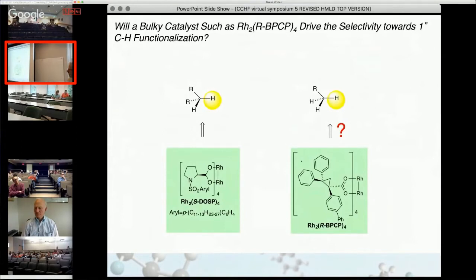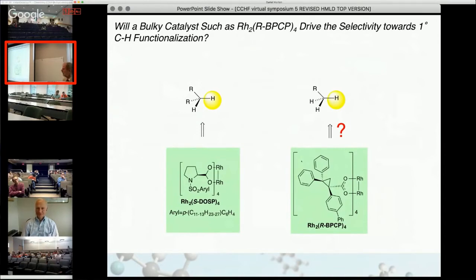And on the next slide, I introduced this new catalyst that we developed, which is this triaryl cyclopropane carboxylate catalyst. Now, this catalyst was actually developed for other types of carbene chemistry, but what we found was that it behaved as if it was sterically incredibly bulky. And so we thought this could open up an opportunity to take the chemistry towards the primary CH bond instead of the secondary CH bond.